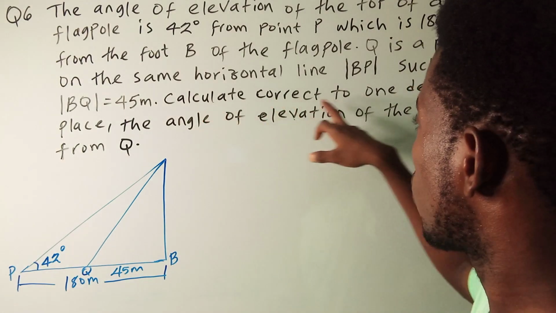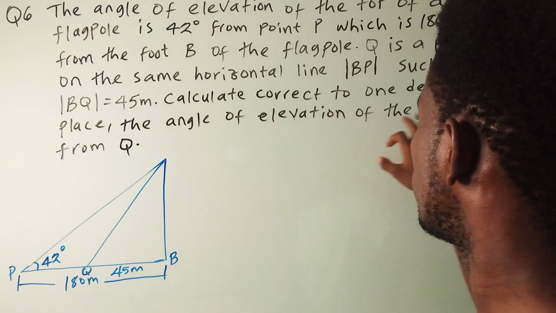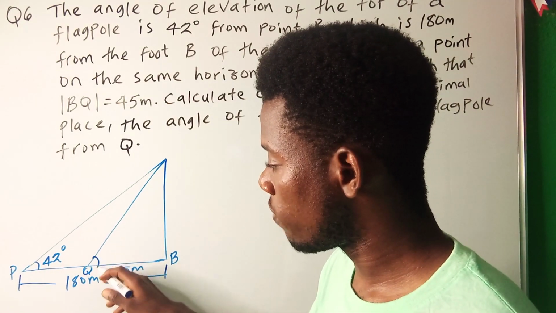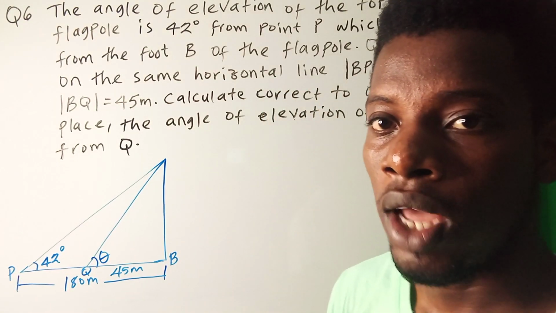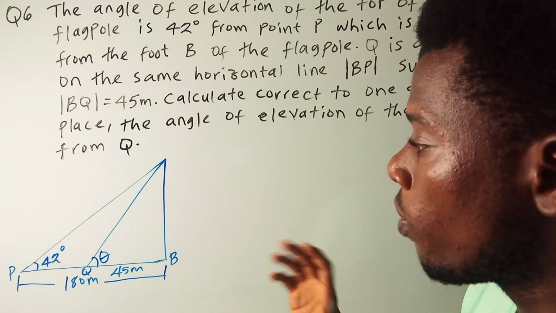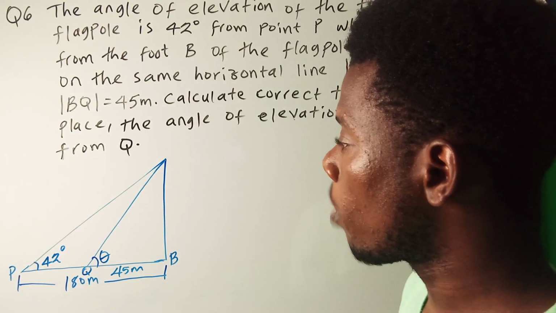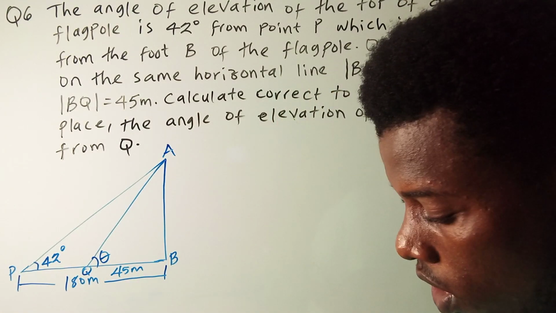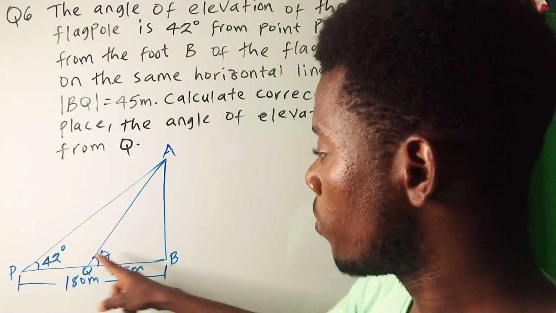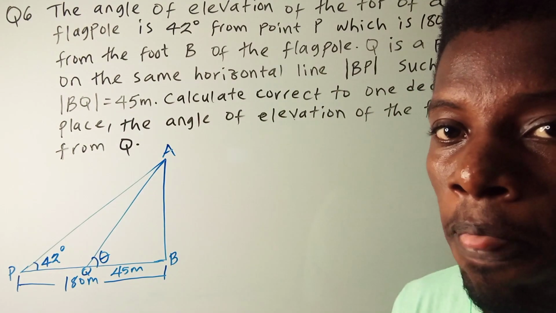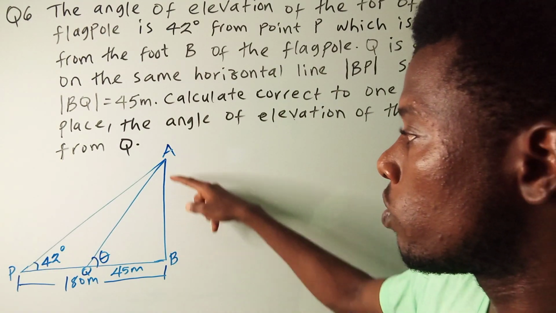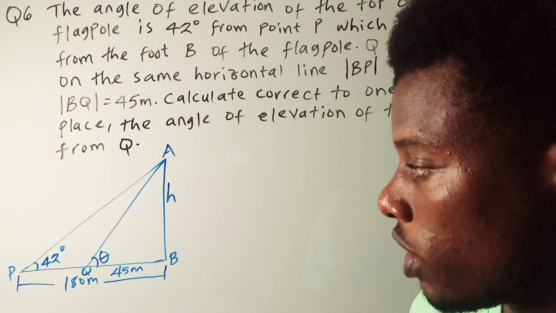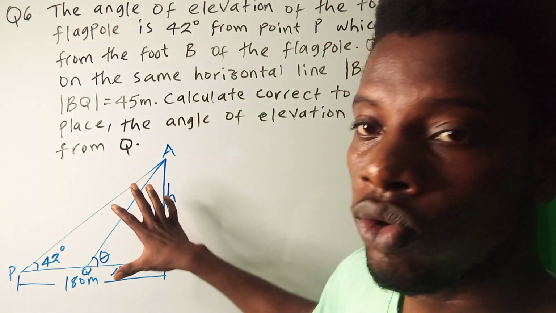We are told to calculate, correct to one decimal place, the angle of elevation of the flagpole from Q. So this is the flagpole, and we call that angle theta. What we need to do here is represent the top of the flagpole with a point, and we call that point A. To find this angle, I will need to use the other angle along with the other information given. So I'm going to say that H is the height of the flagpole, so AB is H.